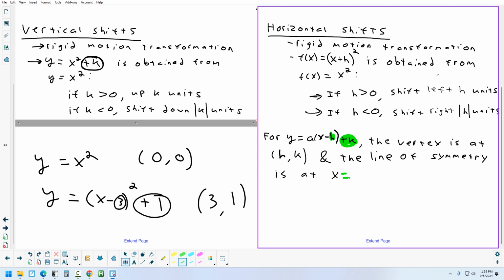And the other thing that changes, if you shift left and right, you're going to move the line of symmetry. The line of symmetry only depends on the h. K shifts up and down. Think about if you had a parabola like this, and you shift it up. Did the line of symmetry change when I shifted it up? No. That's why k has nothing to do with line of symmetry. It's only if you shift left and right that the line of symmetry changes.